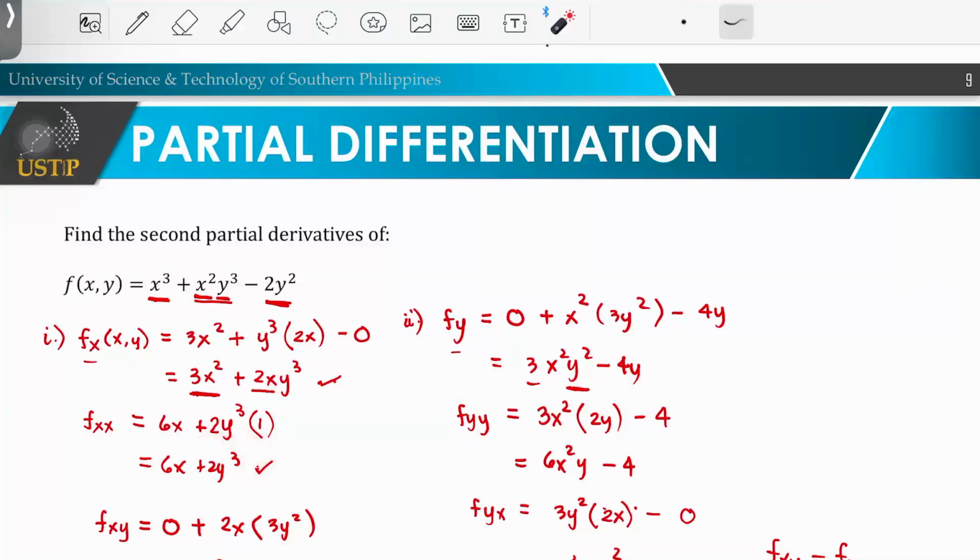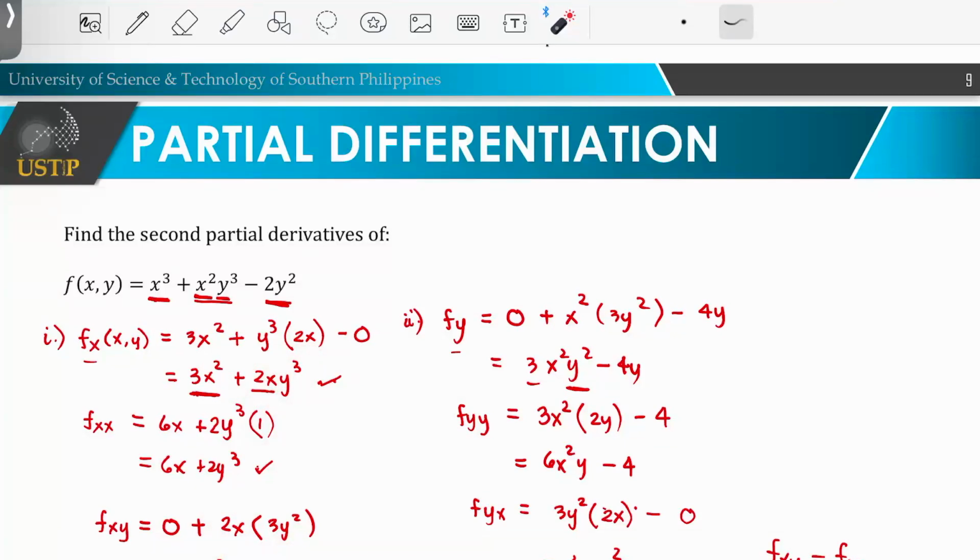How about fxy? For fxy, we come from fx, and we differentiate with respect to y. With respect to y, x is constant, so this whole term is constant and its derivative is 0. Here, x is constant, so we copy 2x, and y cubed becomes 3y squared. So fxy will be 6xy squared.